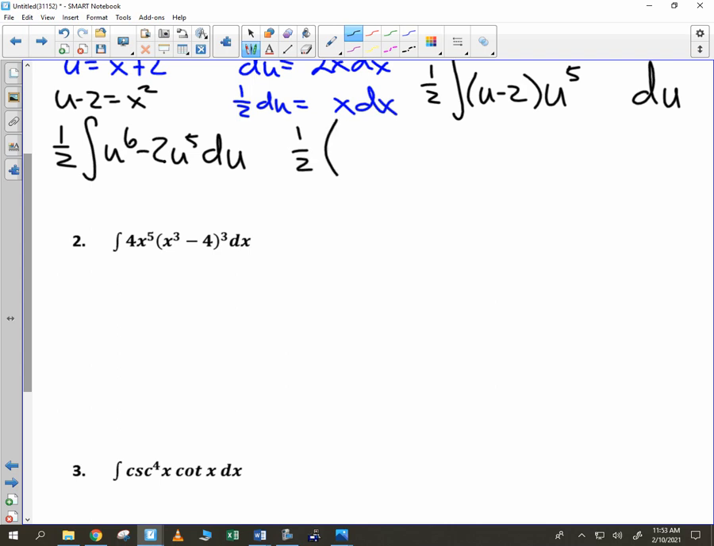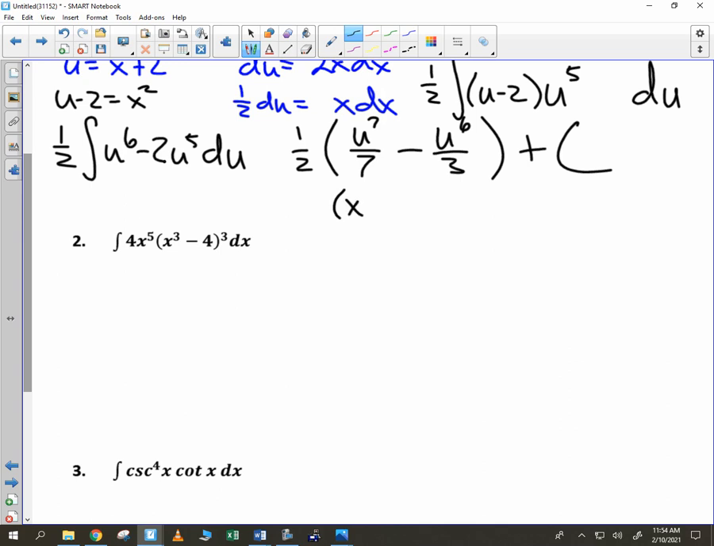1/2 times, what's the antiderivative of u to the 6th? Yep, u to the 7th over 7. Minus what? 2u to the 6th over 6, right? Or u to the 6th over 3. So at this point is when I like to plug back in what u is and multiply by my 1/2. So u is, what did we say, x squared plus 2?